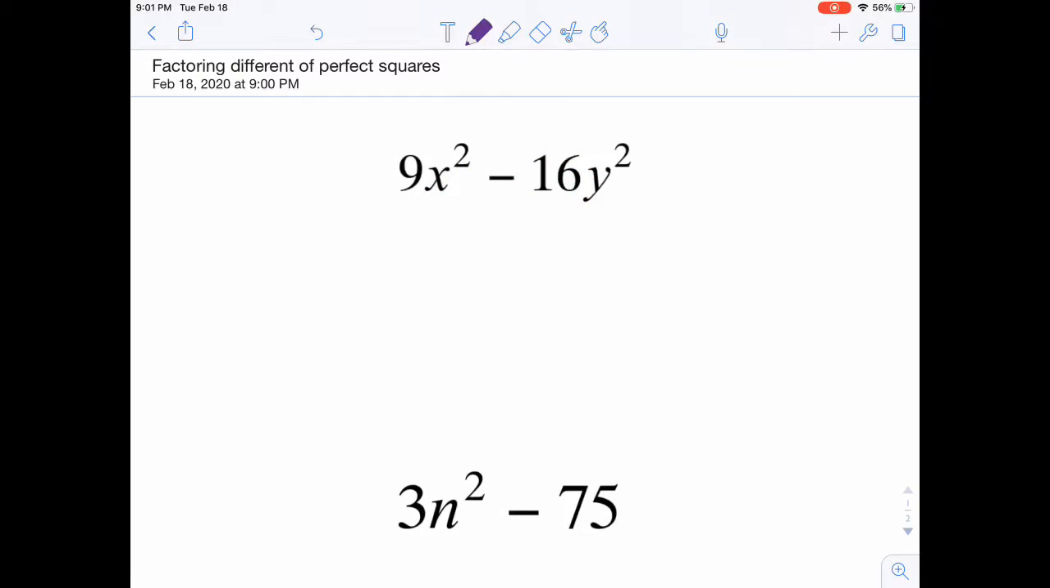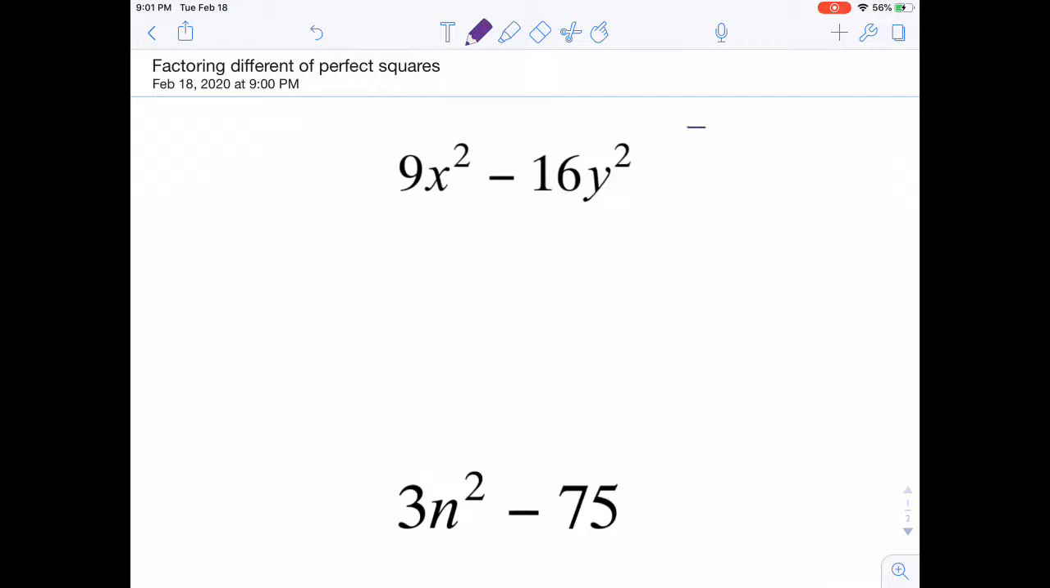Okay, so today we're going to look at factoring difference of perfect squares, sometimes called DOPS, sometimes called DOTS, just an acronym for how to remember how to factor this. So there are three different requirements that we have here.